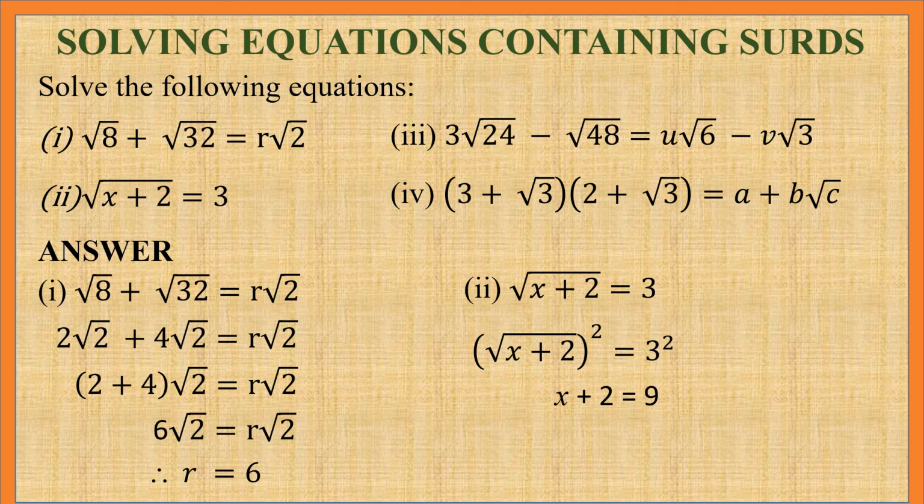So the square will cancel the square root. Then we have 3 squared, and 3 squared gives us 9. So if 3 squared is 9, then we'll have x plus 2 equal to 9. Grouping your like terms, we'll have x equal to 9 minus 2, and 9 minus 2 is 7. So that means x is equal to 7.